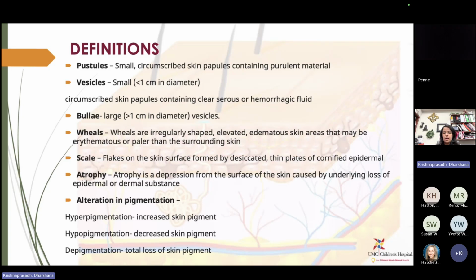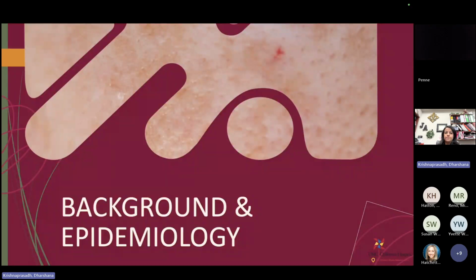Scales are flakes on skin surfaces. Atrophy is depression of the skin from the surface. Usually there is a loss of the dermal or the epidermal layer of the skin itself. And then we have the different alterations in pigmentation. Hyperpigmented is increased skin pigment. Hypopigmented is a decrease or loss of skin pigment, and depigmentation is complete loss of skin pigmentation.